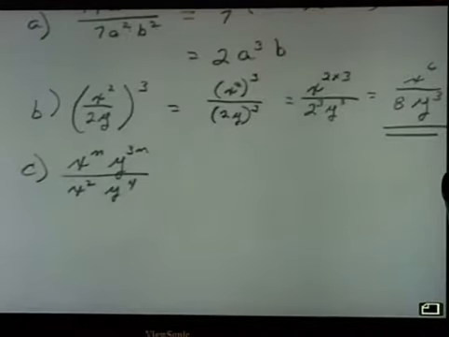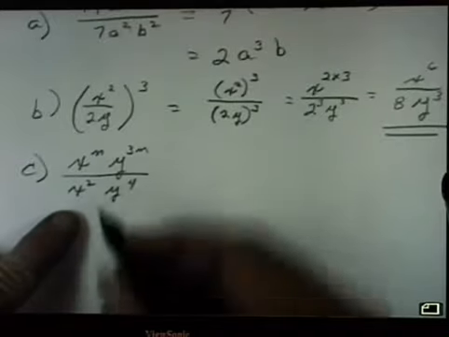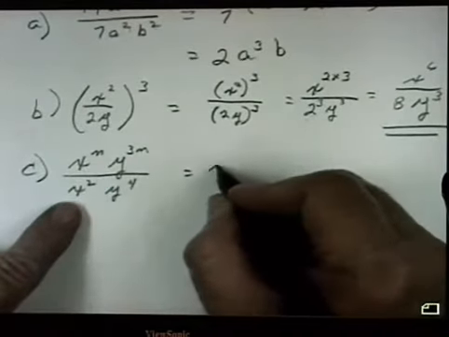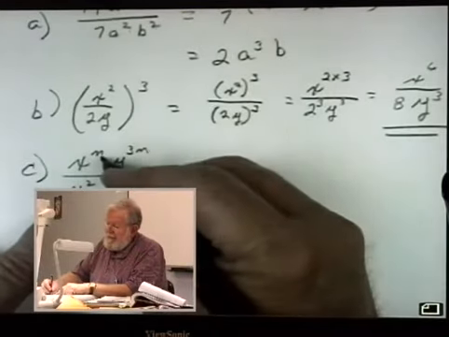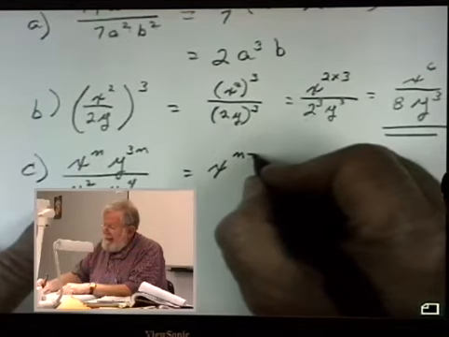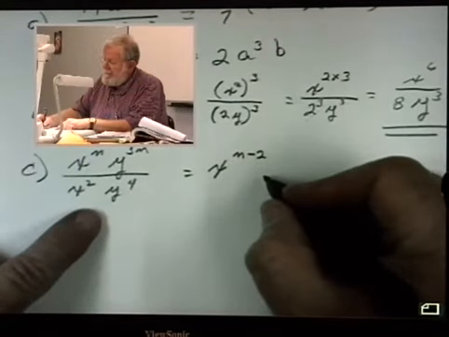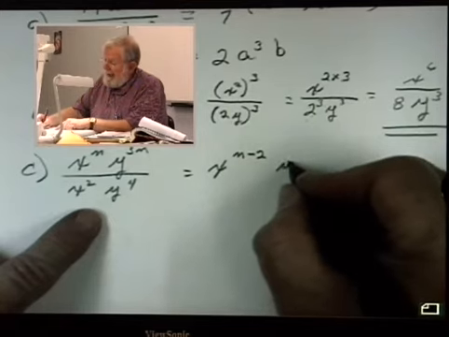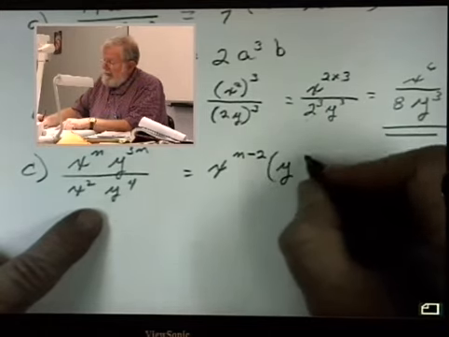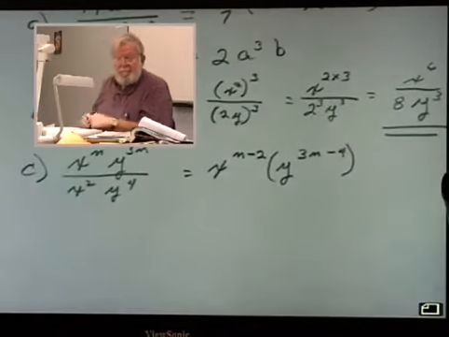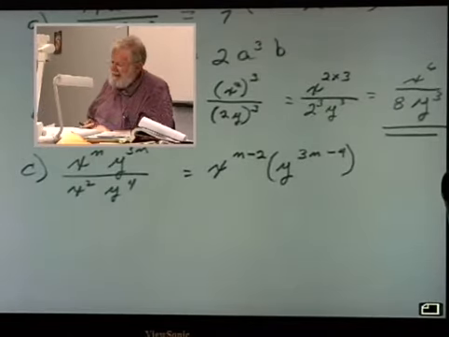Now we're dividing, so we're going to subtract the exponents. Here we have a common base, so we use the common base x. The exponent on the top is n minus 2. And this is going to be multiplied by y to the 3n on the top minus 4 on the bottom. And that's the answer.